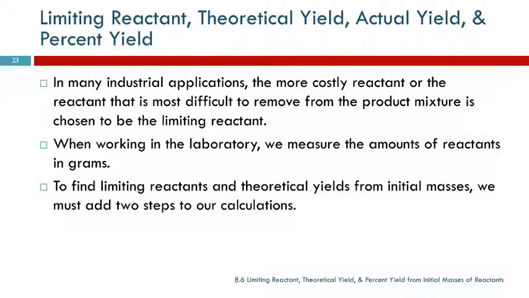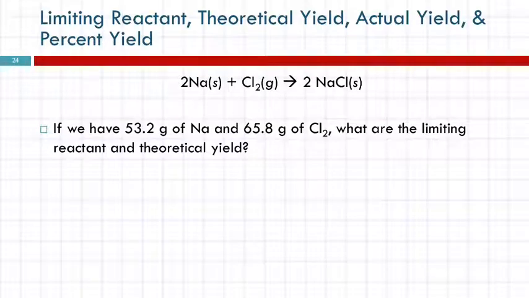So in doing these calculations, we're going to have a gram to mole conversion at the beginning and a gram to mole conversion at the end, just like we were doing before when we were just calculating amounts. So really, we're not doing anything different. Here we have a problem. If we have 53.2 grams of sodium and 65.8 grams of chlorine, what are the limiting reactant and theoretical yield?